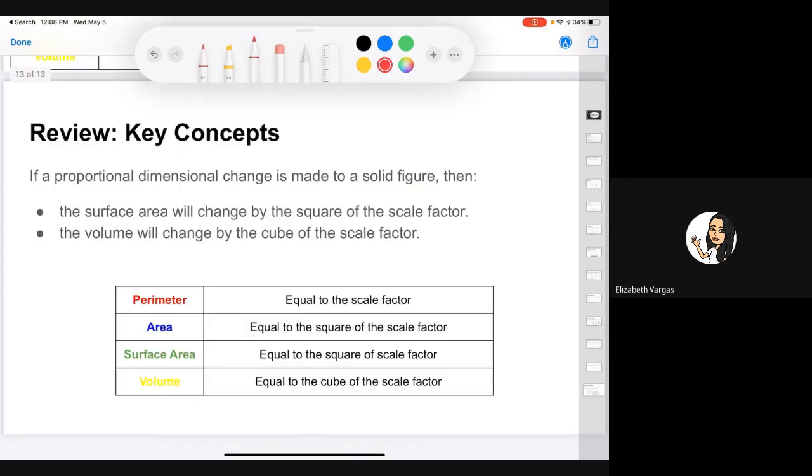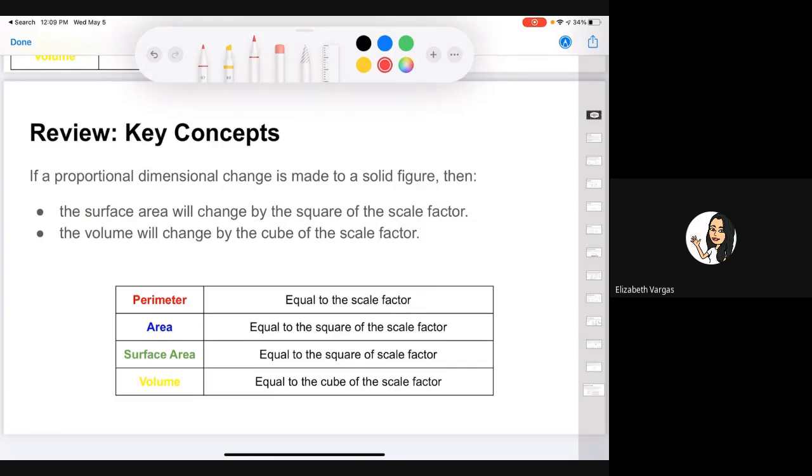Okay. So basically what we're able to determine today is that if any proportional dimensional changes are made to a solid figure, then the surface area will change by the square of the scale factor and the volume will change by the cube of the scale factor. The perimeter will be equal to the scale factor. And our area will be equal to the square of the scale factor.